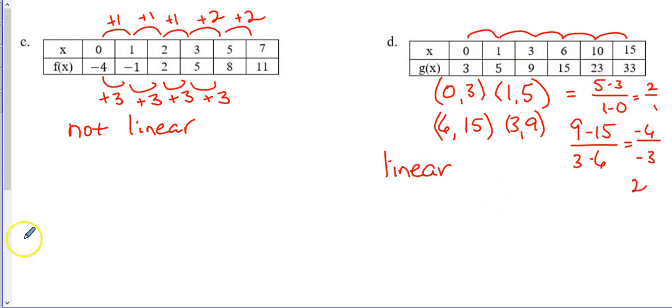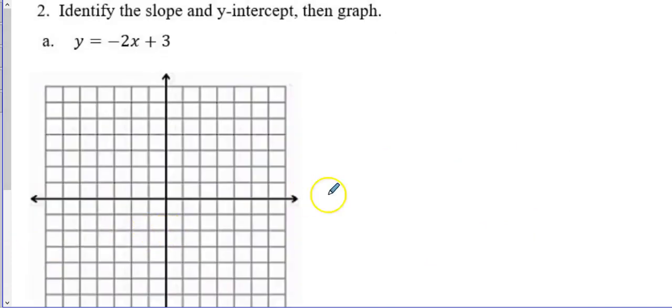All right, let's move on. Okay, identify the slope and y-intercept, then graph. These should be really easy. You've done this so many times in Math 1 and Math 2, I'm sure. Y-intercept is always this b number. So the last number is the y-intercept. In other words, on the y-axis, the 3 is going to be a point. That's where it crosses the y-axis.